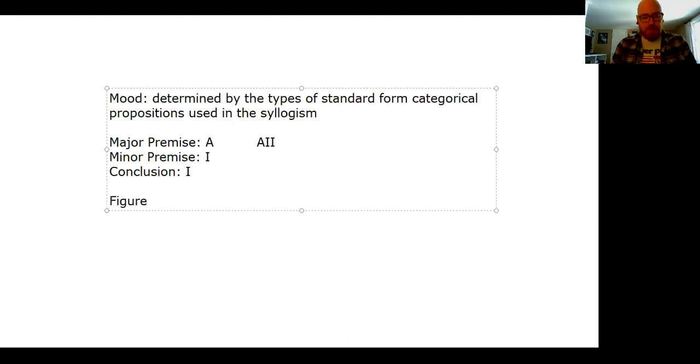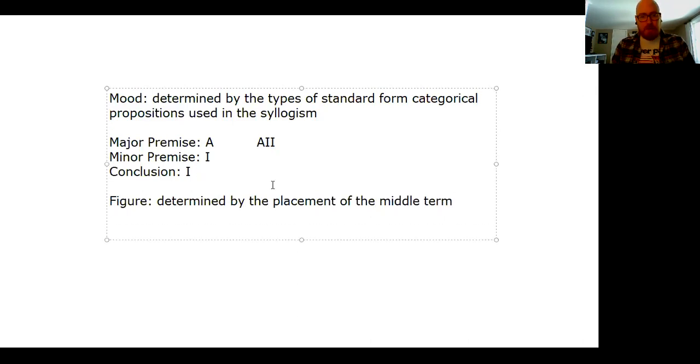Now, the figure of the categorical syllogism is determined by the placement of the middle term. There are only 4 possible combinations for the middle term. So first let's go with figure 1. With figure 1, the middle term is going to appear first in the major premise, and is going to appear second in the minor premise.